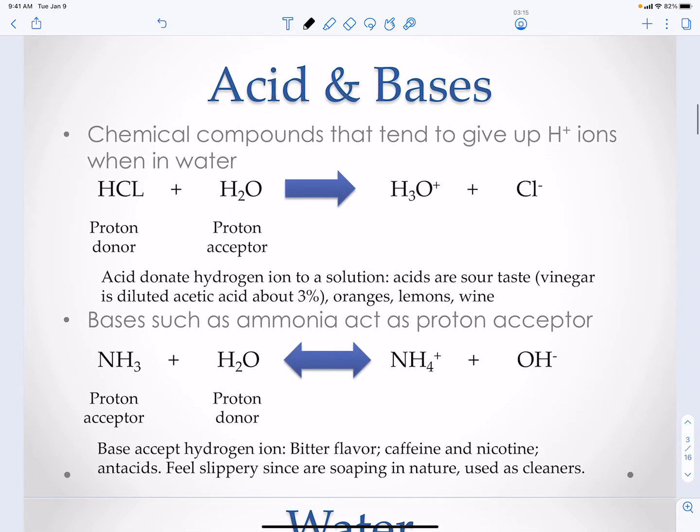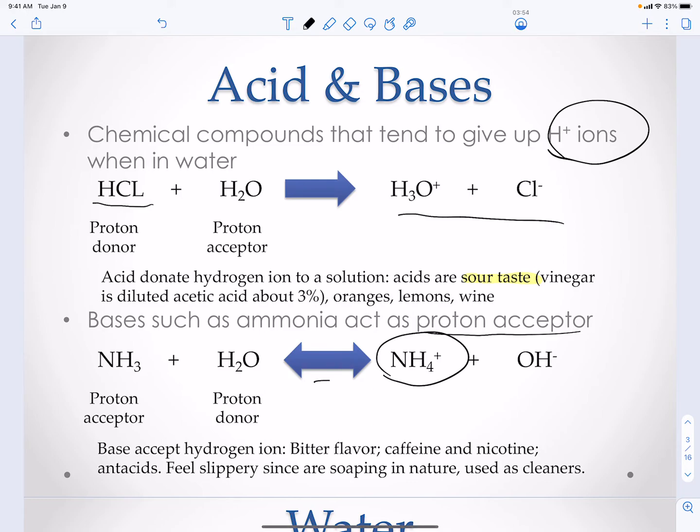Now in general, an acid is going to give up its hydrogen ions when in water. So we have hydrogen chloride, which is a proton donor, and then we have water, which is going to be the proton acceptor. Hydrogen chloride is a strong acid, so it will dissociate in water. Acids are typically going to be more sour tasting in our foods, so vinegar, oranges, lemons, etc. are going to be more acidic. Bases act as proton acceptors, and so ammonia, for example, can accept a proton and become the ammonium ion. This has a two-way arrow because it's going to be an equilibrium, whereas hydrogen chloride is a one-way arrow because it's a strong acid. In water, it will dissociate completely. Now, bases are going to have more of a bitter flavor, so caffeine, nicotine, and they are also found in soaps and cleaners.